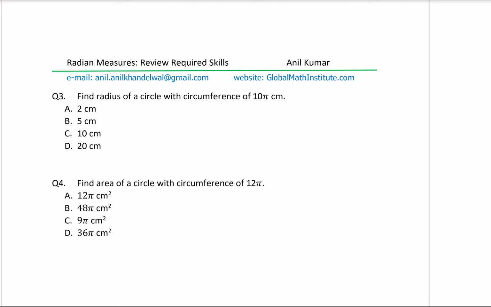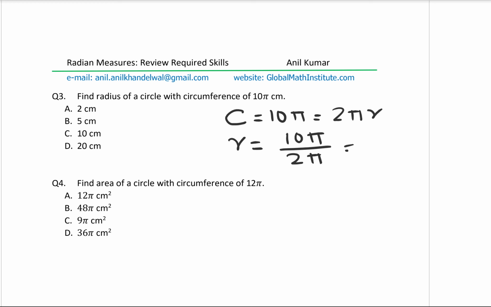Let's move on and take the next set of 2 questions. Question number 3. Find radius of a circle with circumference of 10 pi. Now in this case, you may have to work backwards. We are now given circumference C, which is 10 pi. Circumference is 2 pi r. You need to find radius, correct? I think you can definitely find it. Rearrange the formula, so we get r is equal to 10 pi divided by 2 pi, right? So pi and pi cancel, right? 10 divided by 2 is 5. So you get radius of 5 units of centimeters. So option B is the right option.